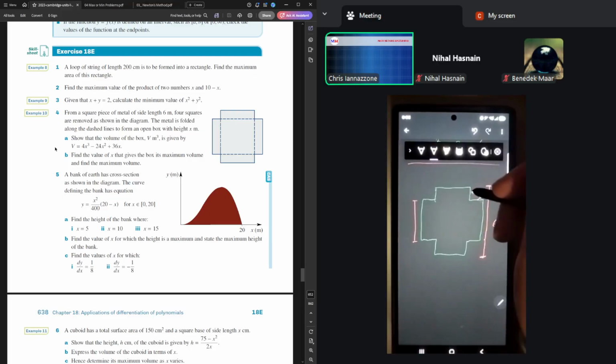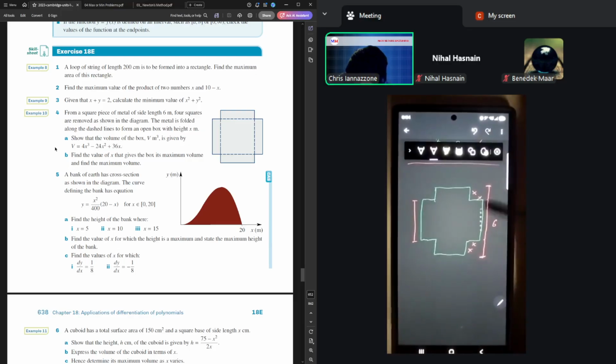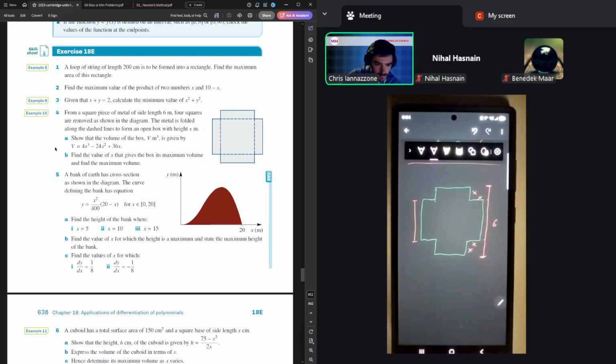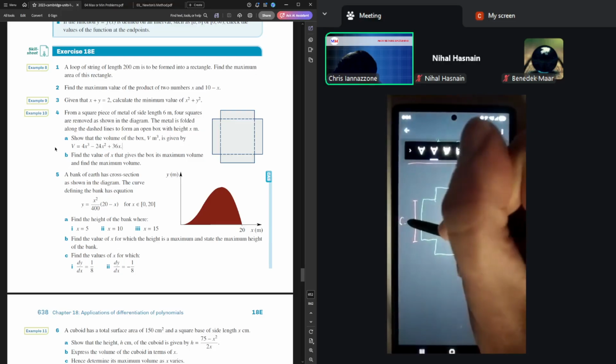If 6 is the total thing, you got some x's over here, some x's over here. What's the bit that's left over after cutting out those boxes? Okay, no worries. It's just going to be 6 minus 2x. Right, you started with 6 as your total length, and because these are no longer going to be there because they're folding up into the box, it's 6 minus an x from here, minus an x from here, 6 minus 2x.